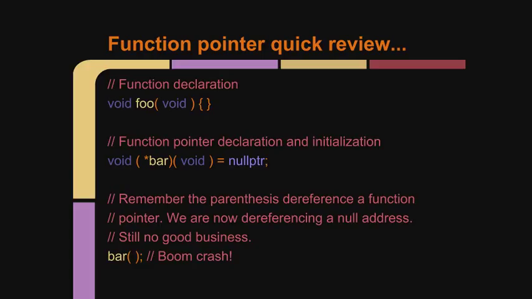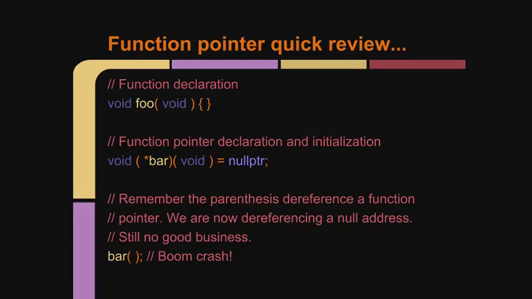Here's a very similar example. We have the foo function declaration followed by the bar function pointer declaration, which we've now initialized as well. We are just initializing it to a null memory address. Nothing wrong so far, but the third line, where we call and dereference the bar function pointer, that is still going to crash like the last example.